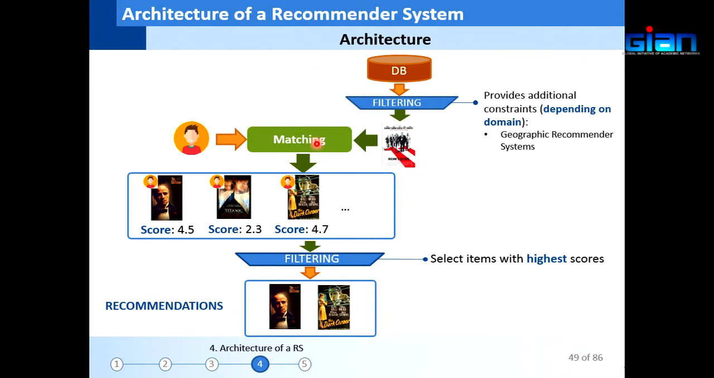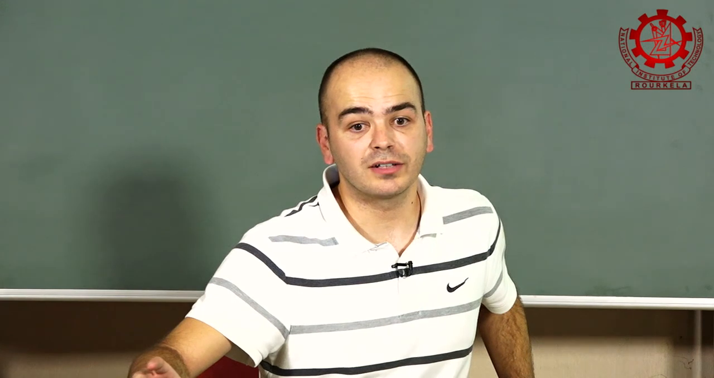It is important to remember that the matching process is a function in which a user and an item are the input, and the output is a score value, indicating how much the user likes this item. Okay, this is the matching process, and depending on the kind of recommender system, we will have different kinds of matching process.